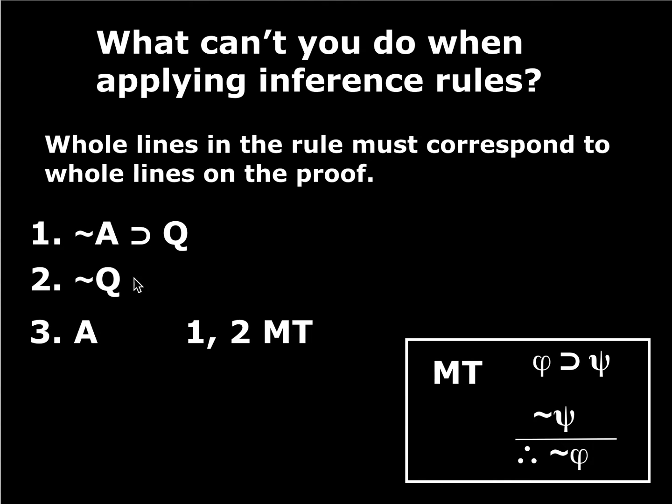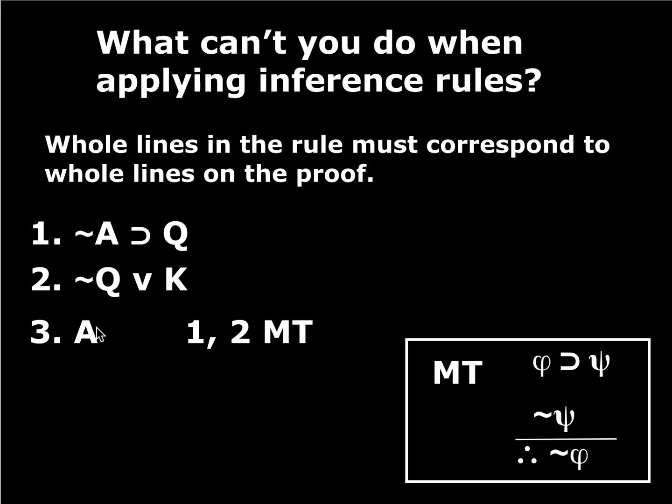So look here, here's just a pretend proof, right? These lines are already up here, and someone derived A from lines 1 and 2 with modus tollens. And this is fine, because we have a conditional, we have the negation of the consequent, so we can derive the negation of the antecedent. The antecedent is not A, I can negate that by taking off one tilde. That's fine. Here's what I couldn't do.